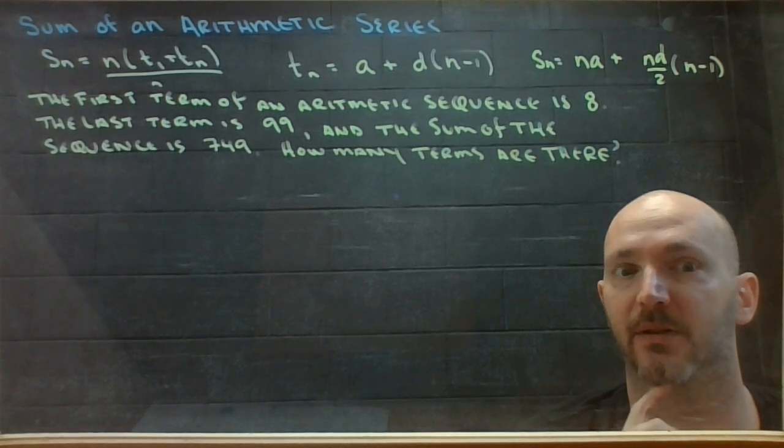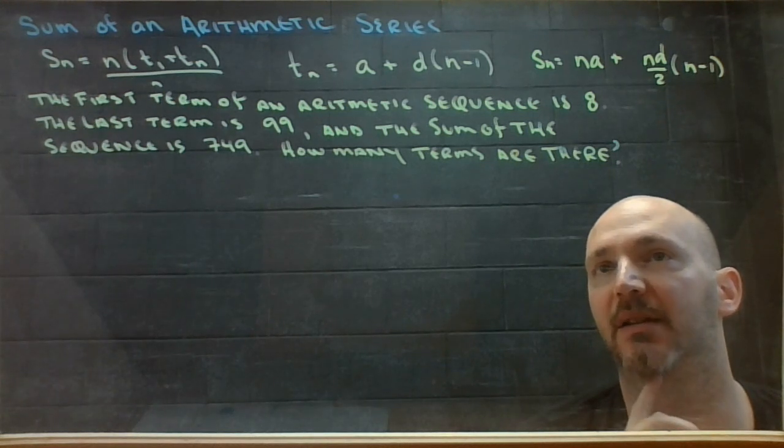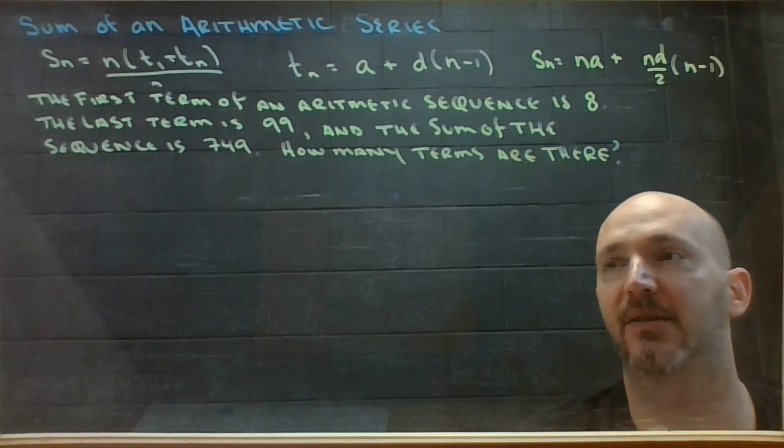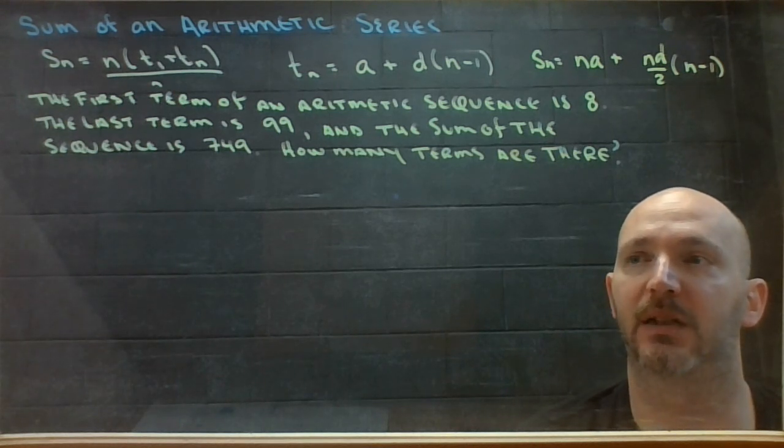So here's a monster of a paragraph. The first term of an arithmetic sequence is 8. The last term is 99. And the sum of the sequence is 749. How many terms are there?